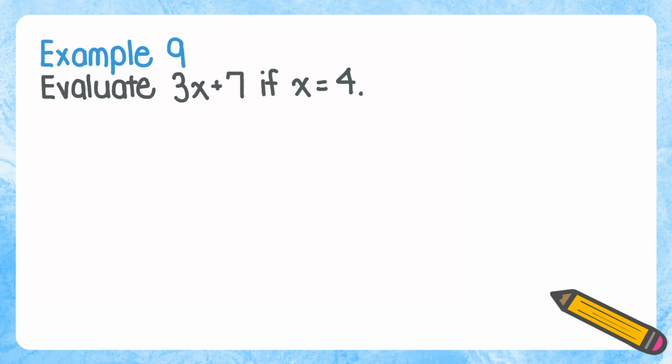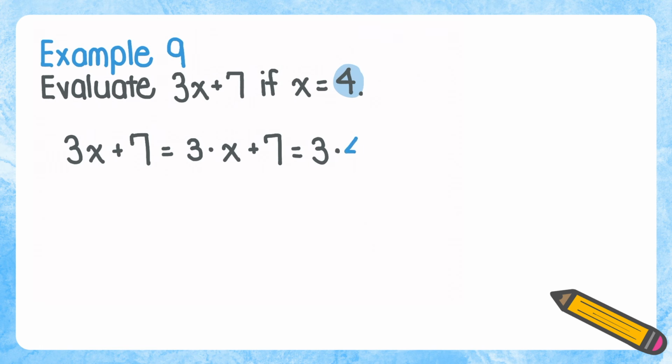In this next example, we're going to take it one step further. So we're going to evaluate 3x plus 7 if x equals 4. So we have 3x plus 7, which is the same thing as 3 times x plus 7. Here we have x equal to 4, so we're going to replace the x, and we have 3 times 4 plus 7.